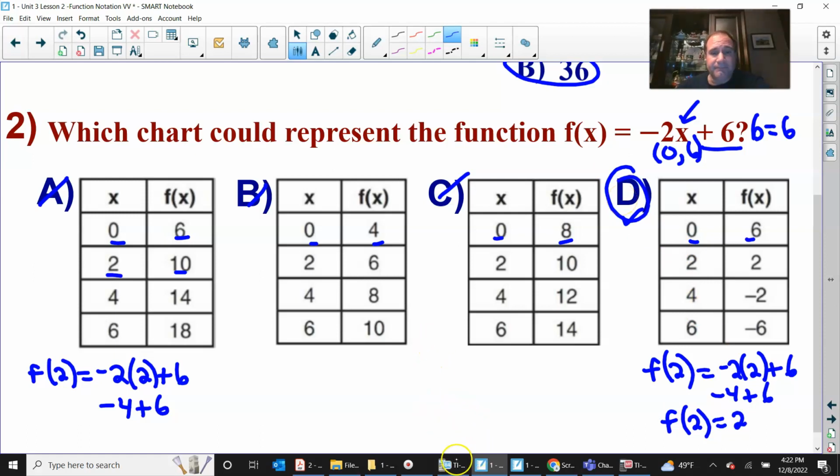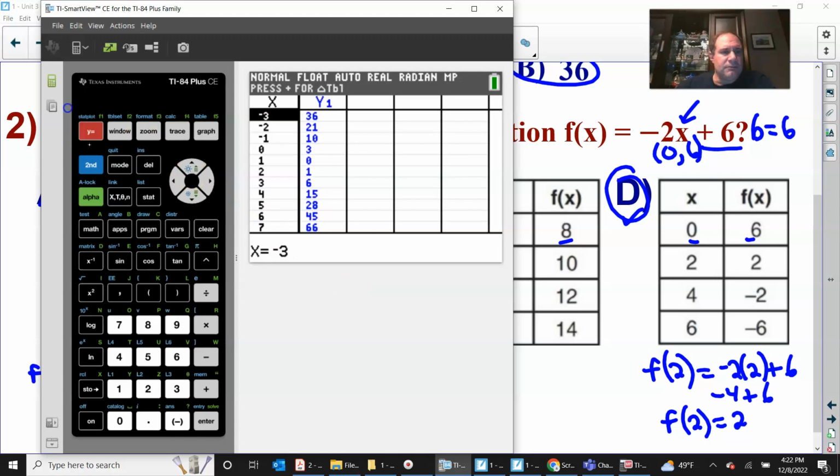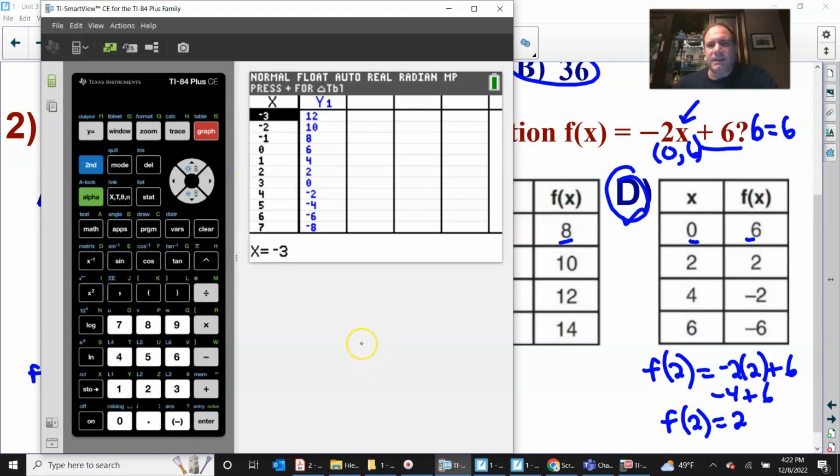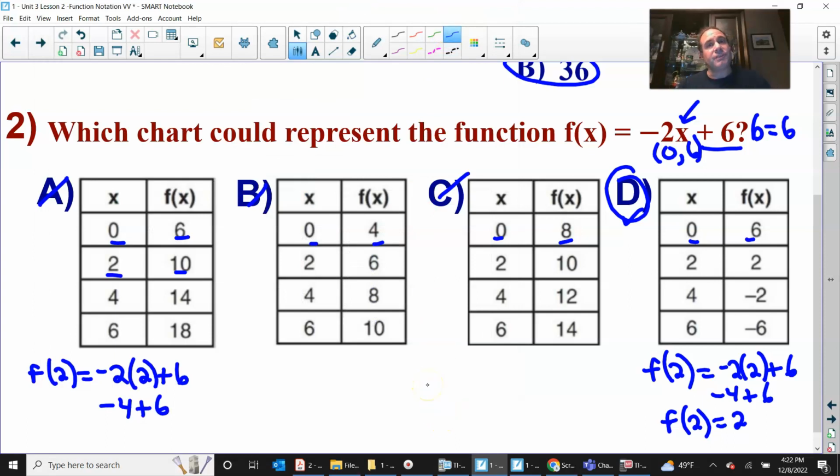If you really would like, you go to your calculator. You put -2x in, plus 6. Press second function graph. You get your table, 0,6, 2,2, 4,-2, 6,-6. It's D. That's it. You could use your calculator, or you could substitute the hard way if you really want to. It doesn't matter. It's not really difficult. I said really the hard way, but it's not really that hard. All right. So D is your answer there.